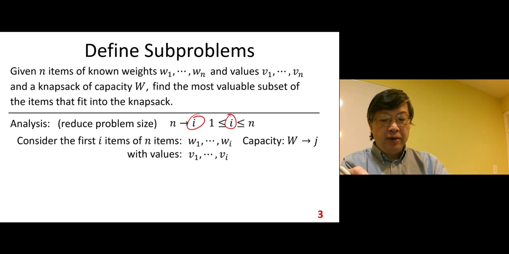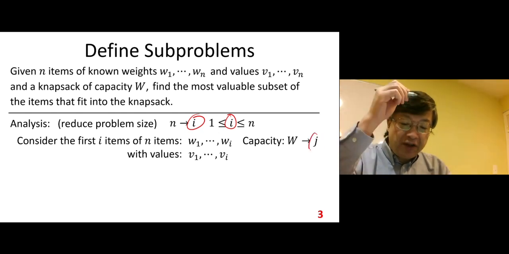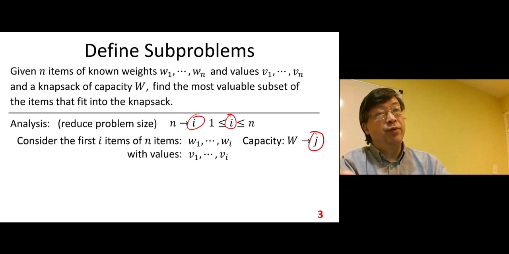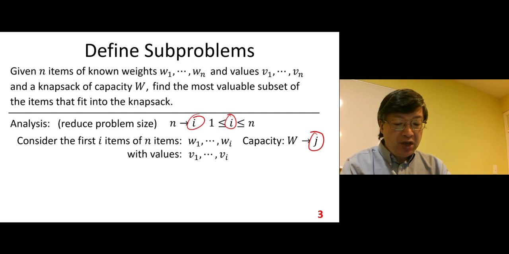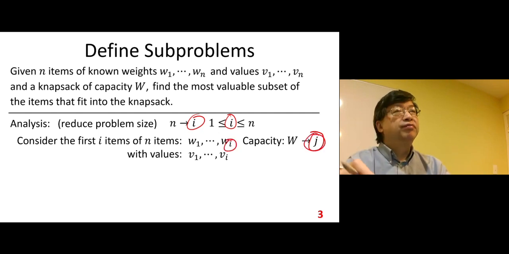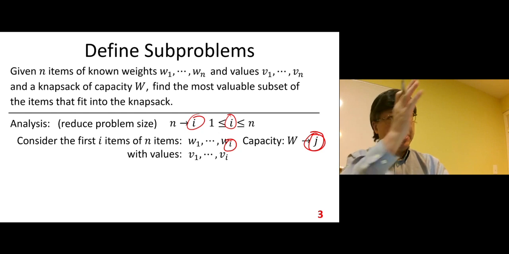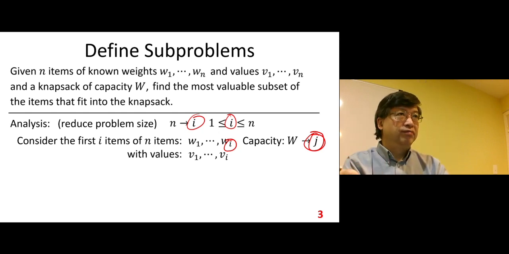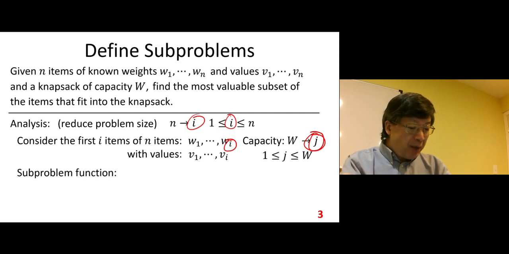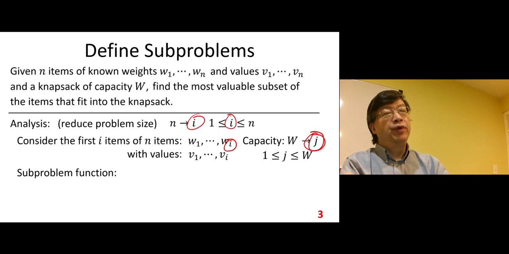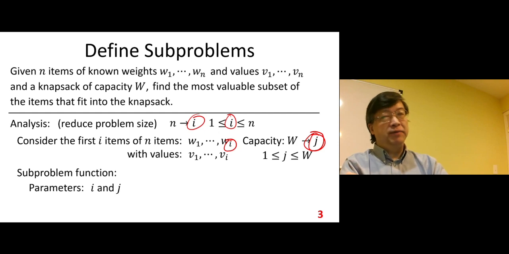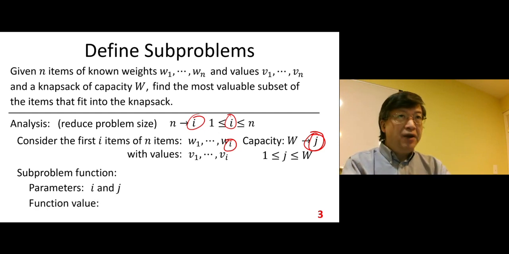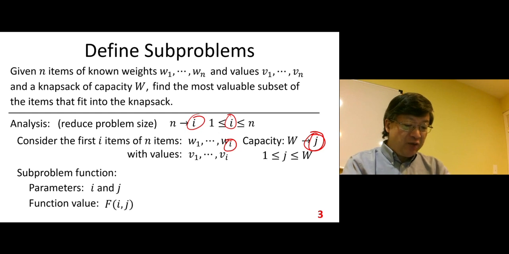Capacity W equals an integer, another integer, so we use J. Here you can see there are two variables, integer I and integer J. So we need to define an optimization function, a subproblem function with two variables, parameters I and J. Function value f of ij.